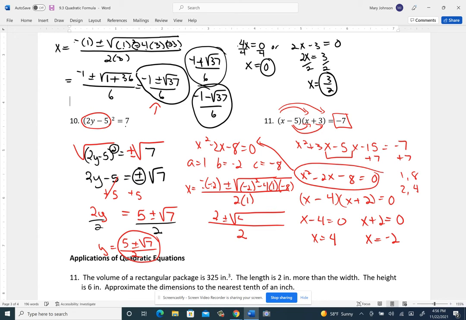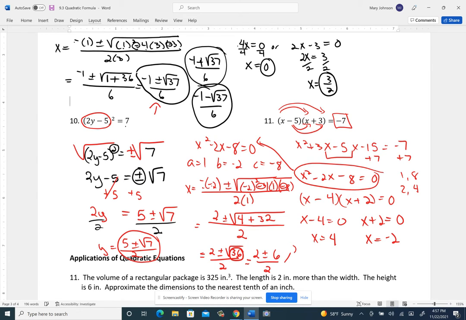Negative 2, when you square it, is positive 4. We have a minus and another minus, which gives us plus, and then 4 times 8 is 32. So we wind up with 2 plus or minus the square root of 36 over 2. Now what tells me, say I hadn't already done it the other way, that this would have been factorable is, do you see that 36 is a perfect square? So this becomes 2 plus or minus 6 all over 2.